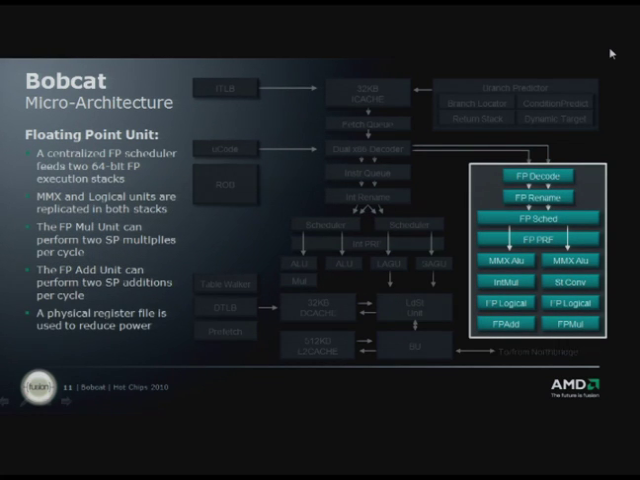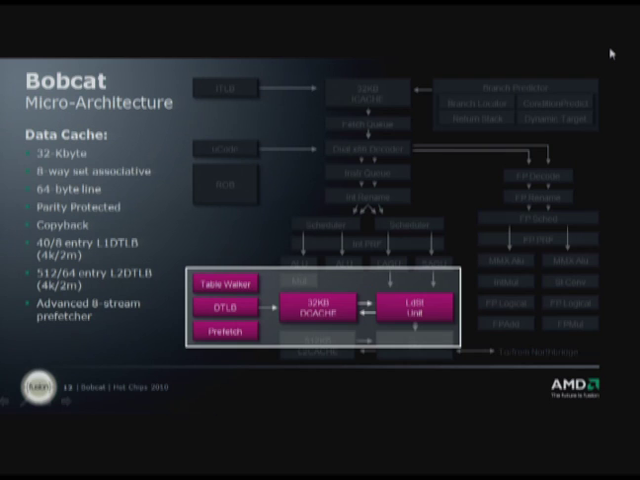Floating point. We have a couple of decode and a rename stage at the front end of the pipe. They feed a centralized shared dual port scheduler, which actually launches into two execution stacks. We have replicated MMX and logic units on the two stacks so they can go either direction. We have a MUL unit on one side of the stack. It's a pipeline MUL unit. It can sustain two single precision MULs per cycle. And on the add side, we have, again, a floating point pipelined add unit, and it can sustain two floating point single precision adds per cycle. And as on the integer side, we've gone to a physical register file to keep power down.